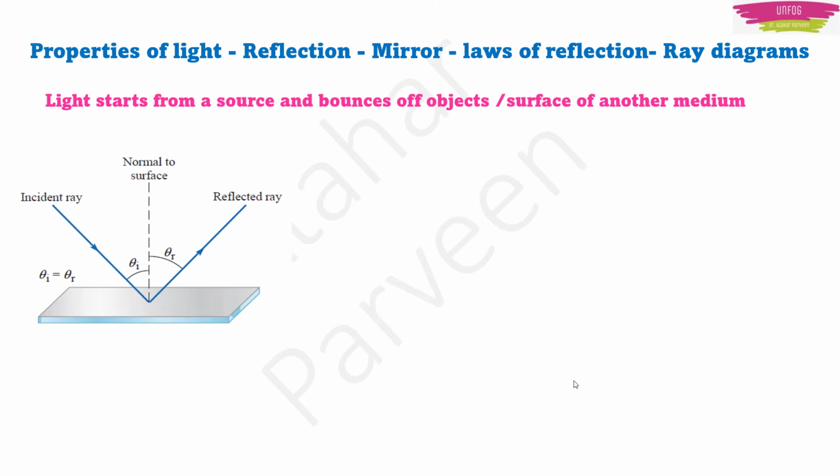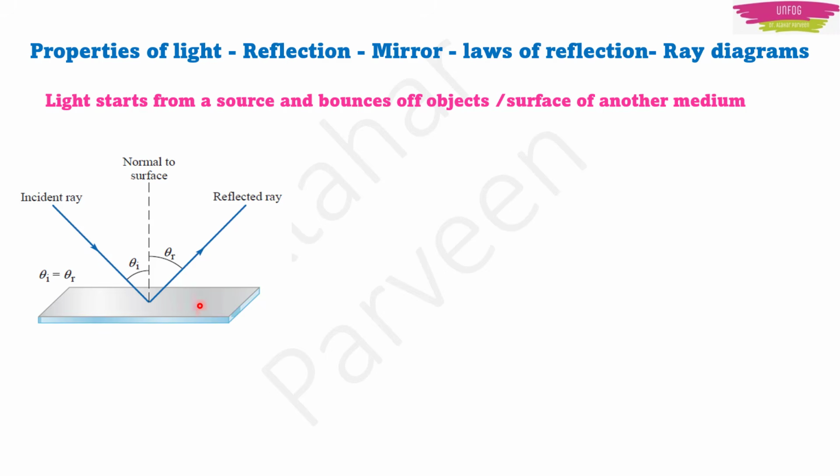Now what is reflection? Light starts from a source and bounces off objects, or you can also say that light starts from a source and is traveling in one medium, then it bounces off when it is incident on the surface of another medium. This is known as reflection.